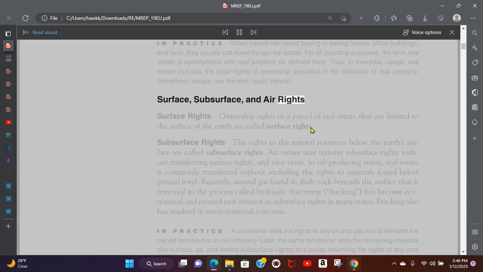Surface, subsurface, and air rights. Surface rights: ownership rights in a parcel of real estate that are limited to the surface of the earth are called surface rights. Subsurface rights: the rights to the natural resources below the earth's surface are called subsurface rights. An owner may transfer subsurface rights without transferring surface rights, and vice versa. In oil-producing states, real estate is commonly transferred without including the rights to minerals found below ground level.